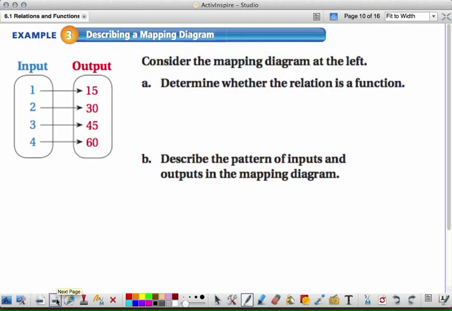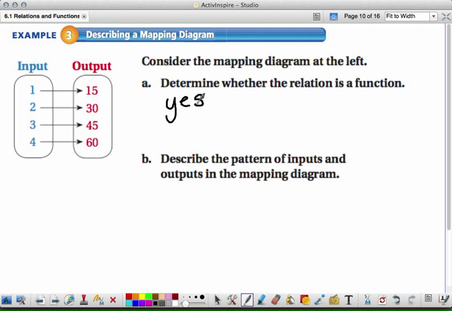So if we look at these, it says, consider the mapping diagram at the left. Determine whether the relation is a function. So you come over and you see is each input paired with 1 output, and it is. So yes, this is a function.